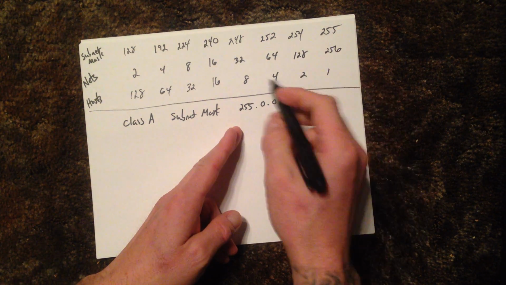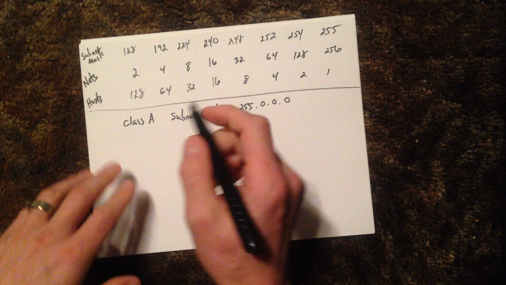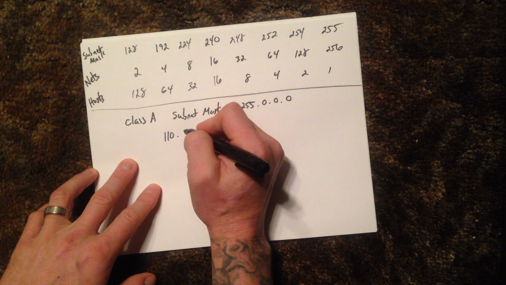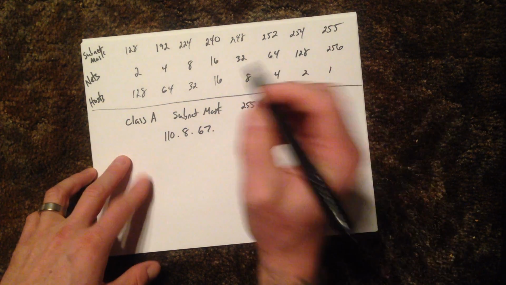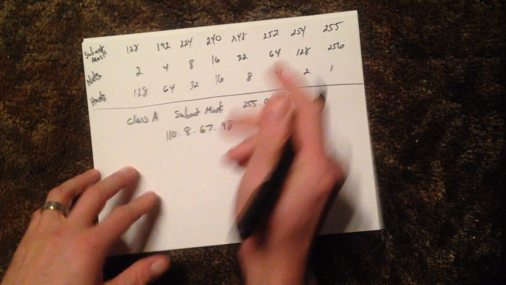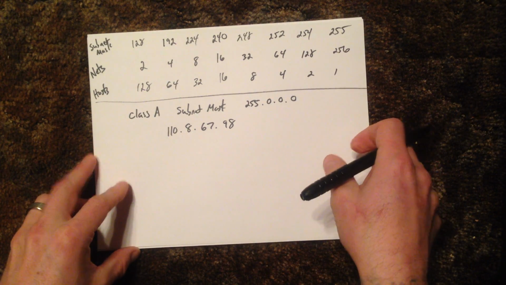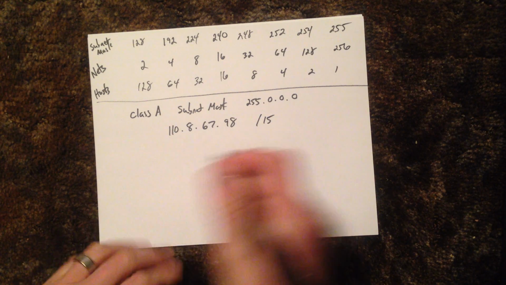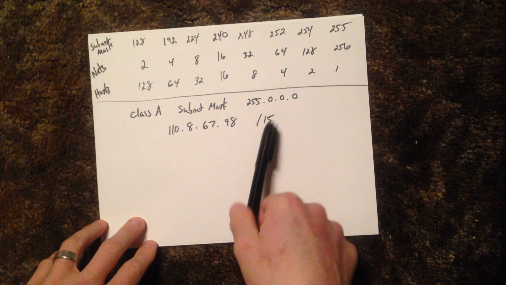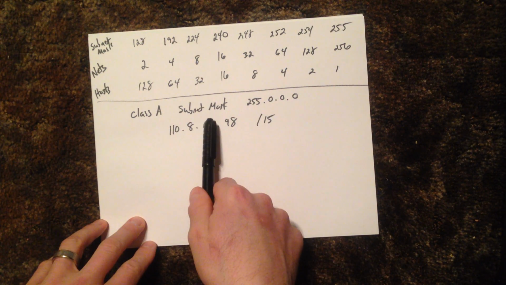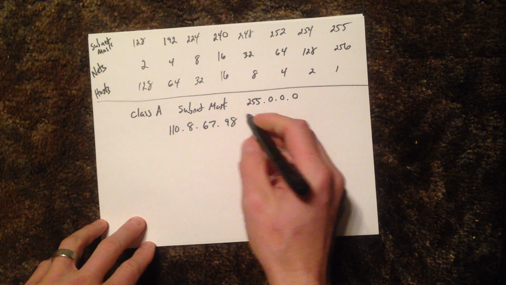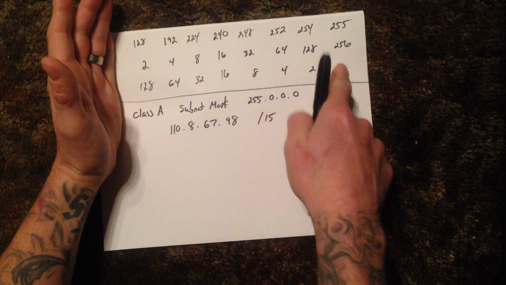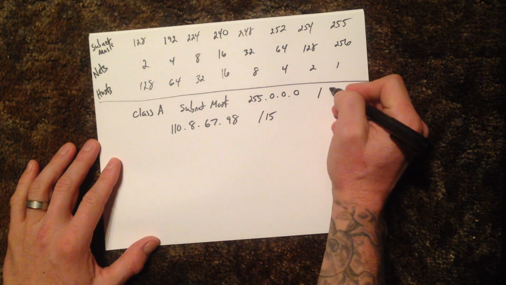So what we're going to get here is this address: 110.8.67, and then the last number we can make whatever we want. We'll make it 98 in this instance, and we'll go a slash 15. This slash 15, we talked about before too, is based on the subnet mask in a full Class A. If we take this right here, we have 1, 2, 3, 4, 5, 6, 7, 8, and this first octet would be a slash 8.